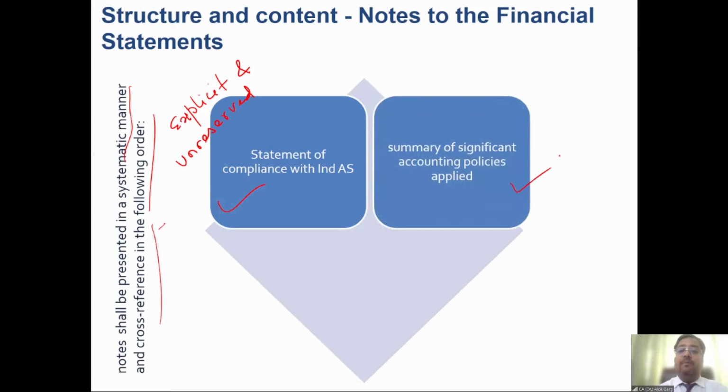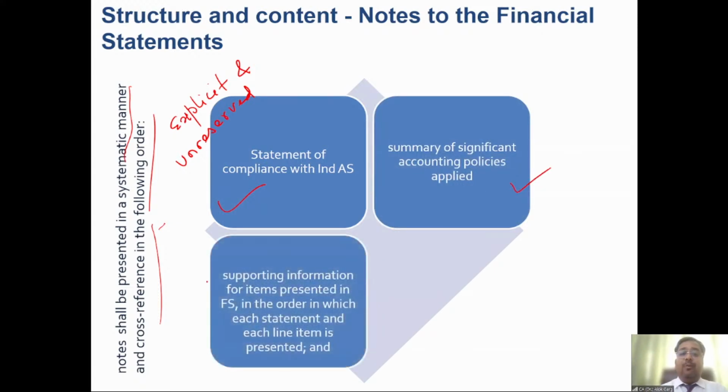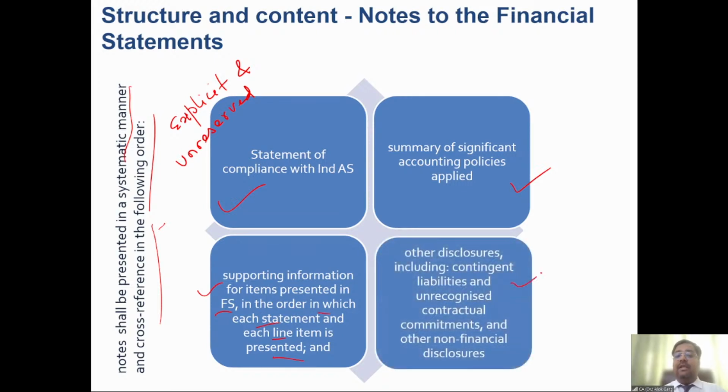Then the summary of significant accounting policies applied. Then supporting information for items presented in the financial statement, in the order in which each statement and each line item is presented. For the balance sheet, you have to give note referencing 5, 6 in a sequential order, right? So supporting information means the breakup of the items given in the balance sheet and P&L. And other disclosures like contingent liability, capital commitment, related party disclosure, segment information, actuarial disclosure. So you have to give these sorts of disclosures in your notes to accounts, okay? Clear?